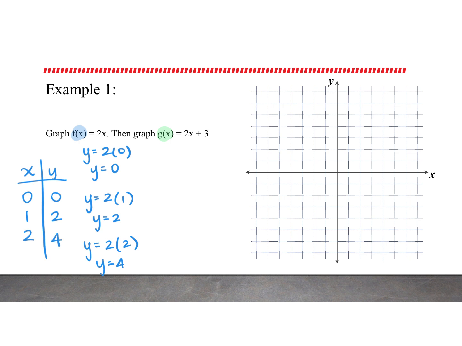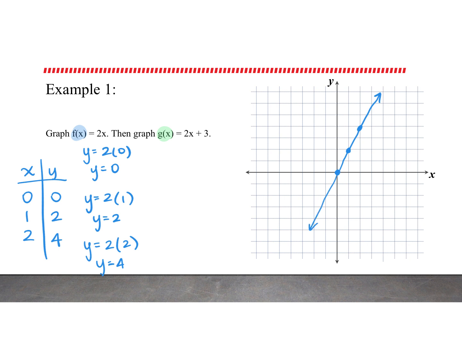3 ordered pairs gives us something that we can graph and double check our work. So 0, 0 is our origin, 1, 2, and 2, 4. Notice all three of our dots are nicely lined up. That means we are doing good. We can connect them, add arrow points on the end.